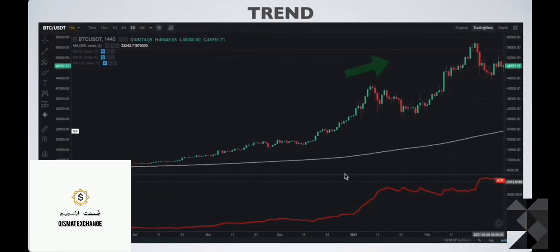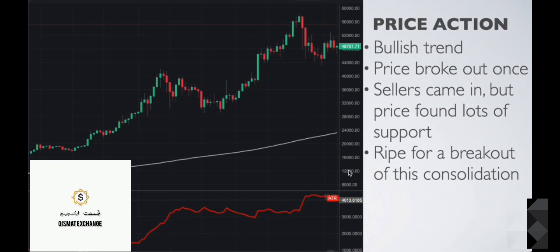We're in an uptrend. That is obvious. The 200-day moving average, we're way above it. We're obviously in an uptrend, so we know the trend right now. What is the price action? This is a bullish trend. We know that. Price broke out once. You can see that here. Sellers came in. Price found lots of support, moved up. Sellers came in again right here.